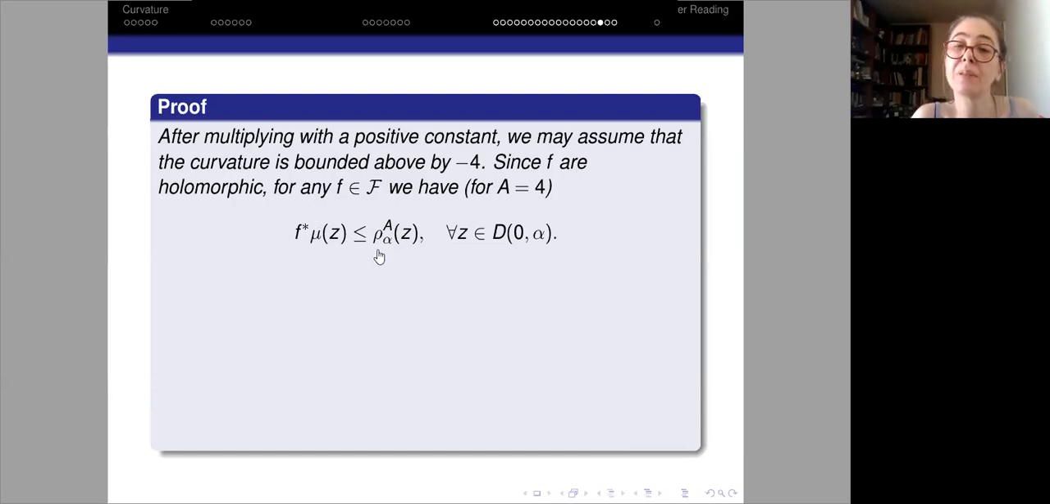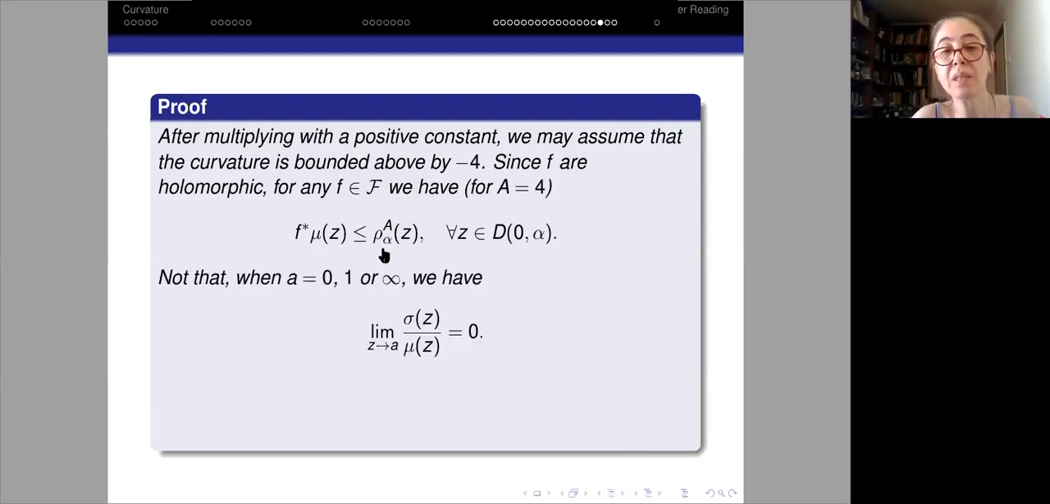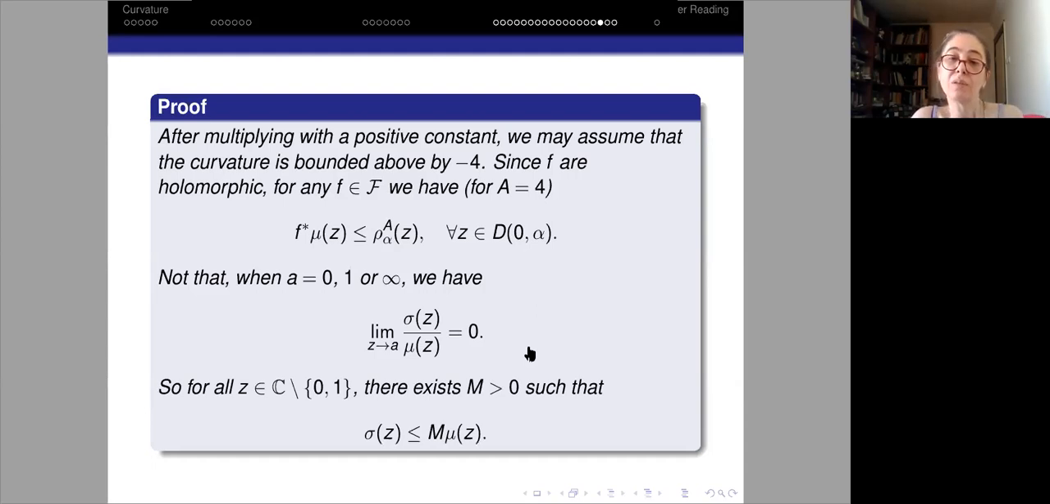But if you remember, this rho alpha a was a metric similar to, but not exactly like the Poincaré metric. And if you use that, when a is equal to 0, 1 or infinity, when you look at this limit of the spherical metric divided by this mu metric, as z goes to a, as z goes to 0, 1, or infinity, we have this limit 0. So this means that sigma z over mu z is bounded. So for all z in the complex plane minus 0, 1, we can say that there exists a bound m greater than 0, such that sigma z is less than or equal to m times mu z.